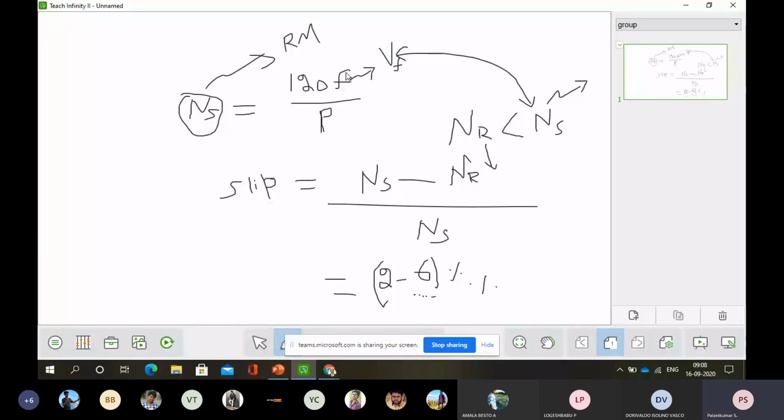If I increase the frequency, what will happen to that particular speed? The synchronous speed of the machine will also increase, because it is directly proportional. As a result, the no load rotor speed will also increase. So if I want control over the induction motor, very importantly, I can control the speed by controlling the frequency.